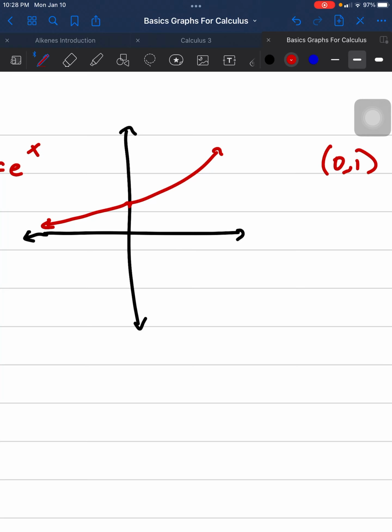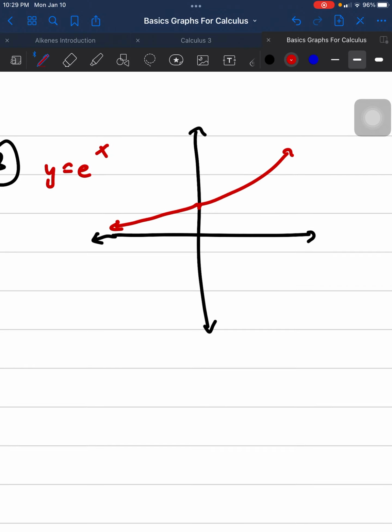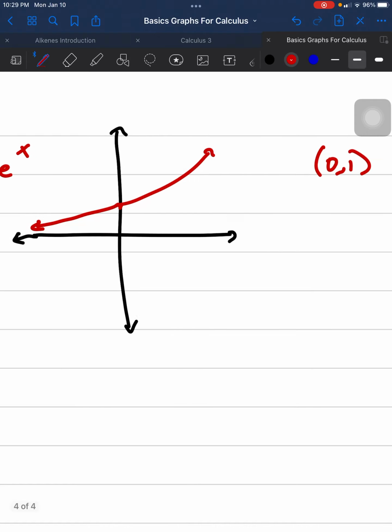On its left side, when it's approaching negative infinity, it gets closer and closer to 0, but it never reaches 0. And on the right side, the graph of e to the x, when x approaches infinity, y also approaches infinity.